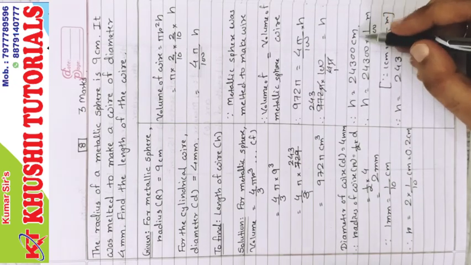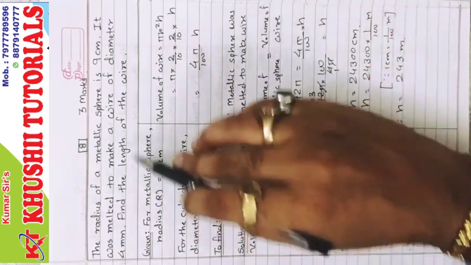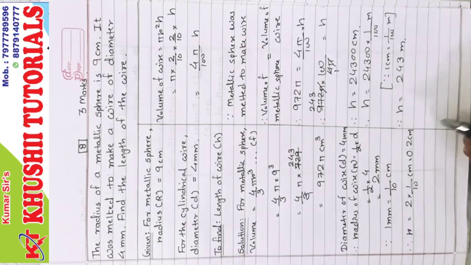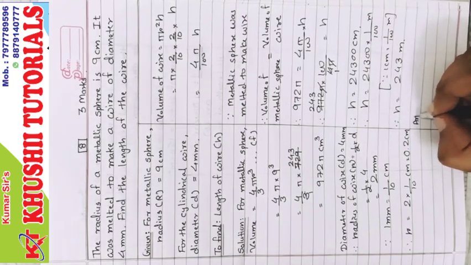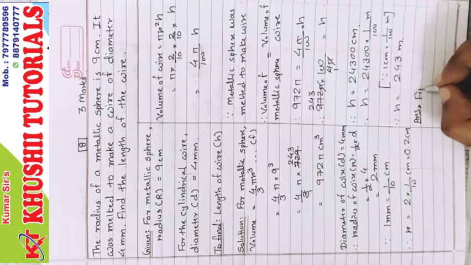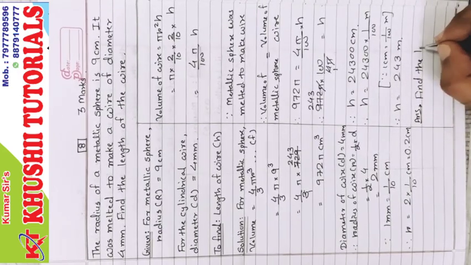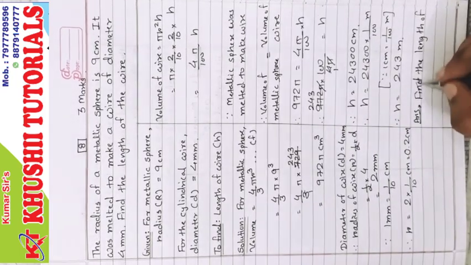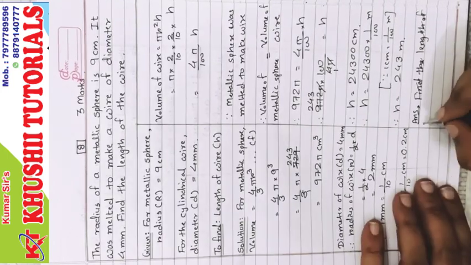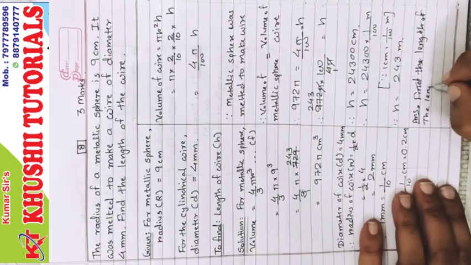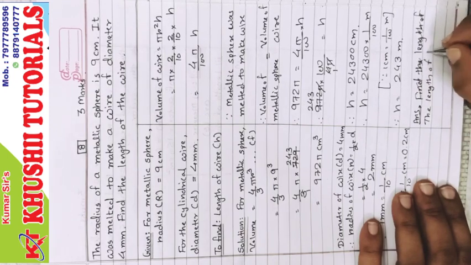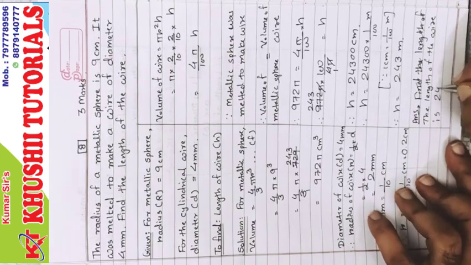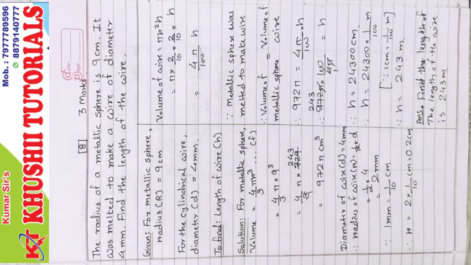But if you leave the answer here, that is also correct, because it has not been asked to convert into meter, right? So this is the answer. Finally we will write the answer in words. Answer: the length of the wire is 243 meter, and this is the answer.